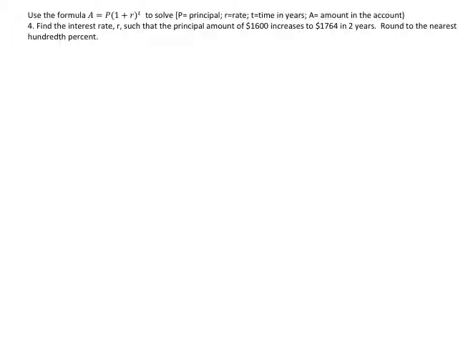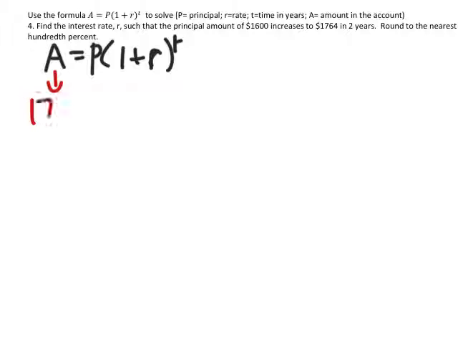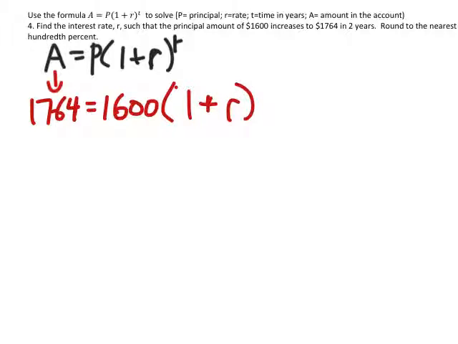So looking at the original equation, we have A equals P times (1 plus R) to the power of T. And all we're going to do is substitute these values. We know that the amount was 1764. The principal we can see is 1600, and we'll multiply this by 1 plus the rate, which we don't know, and the time is 2 years.